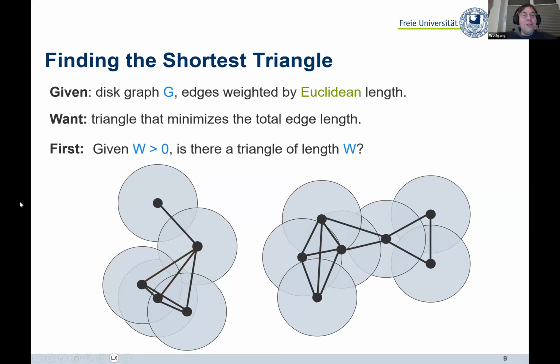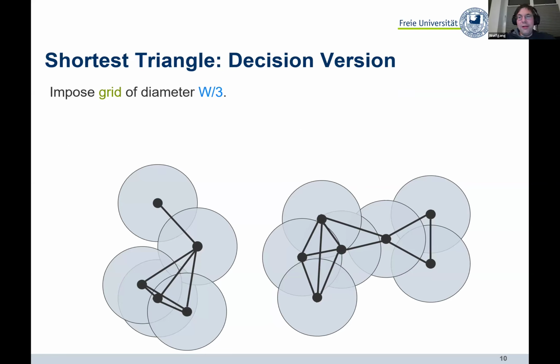The way we solve it is that we first solve the decision problem, and then we use not parametric search, but Chan's optimization technique, because it's conceptually nicer than parametric search. So basically we just want to solve the decision problem. We're given some number W, and the question is, does our graph contain a triangle of length at most W? Given what we already talked about, it's actually not so difficult to solve this problem.